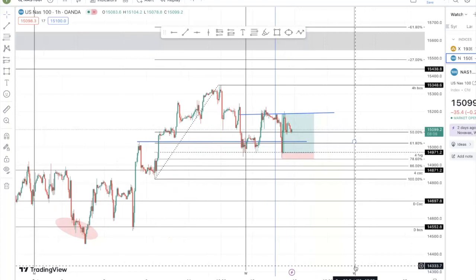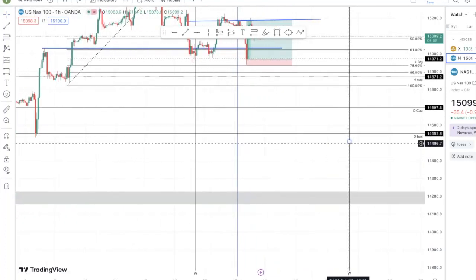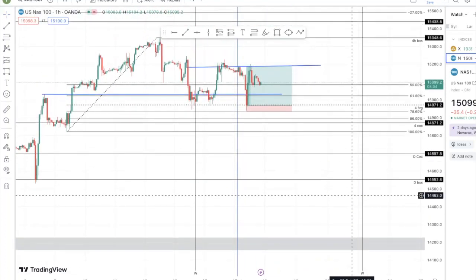And that's pretty much it. That's my trade recap. Hope you guys enjoyed. Hope you guys got some value from it.